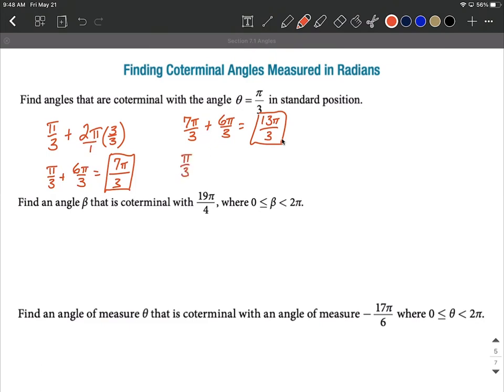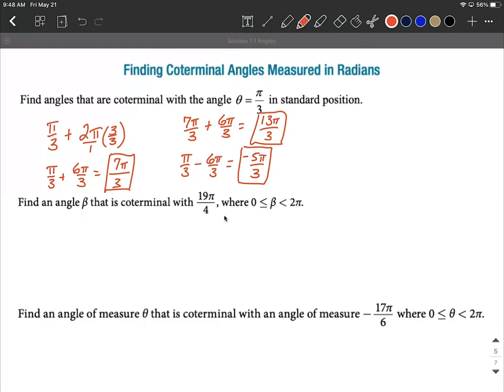So we could start with the one that was given to us, our theta being pi over 3. And if we wanted to subtract 2 pi, that's equivalent to subtracting 6 pi over 3. We could say that negative 5 pi over 3 is another coterminal angle to our pi over 3. And again, you could keep repeating this, adding 2 pi or subtracting 2 pi repeatedly to get more and more coterminal angles.